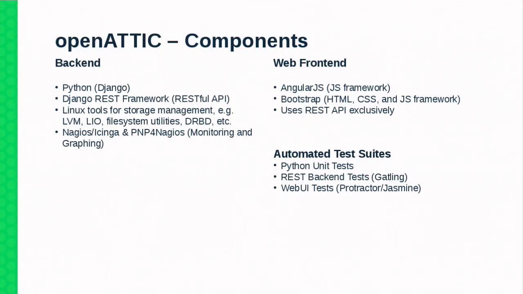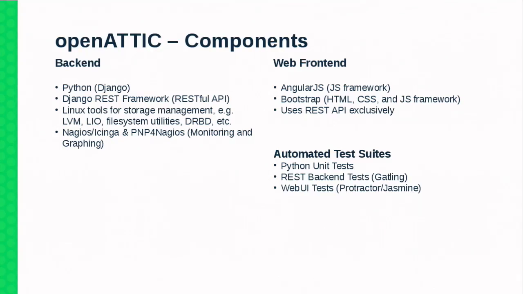As I said, Nagios is used for the monitoring. SUSE added support for Icinga because that's their default monitoring solution in their distribution. And then we use the PNP4Nagios plugin for the graphing and the performance monitoring. The web application also is pretty stock web application stuff. AngularJS and Bootstrap both have been around for a while. There's a big pool of developers around it and a good community. So this is what gives us the web user interface.